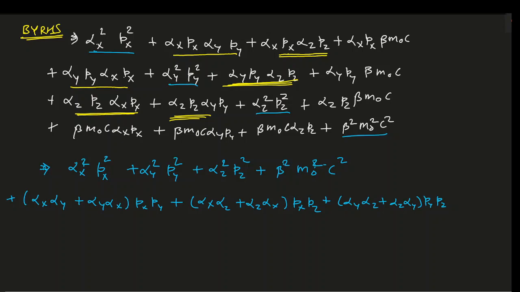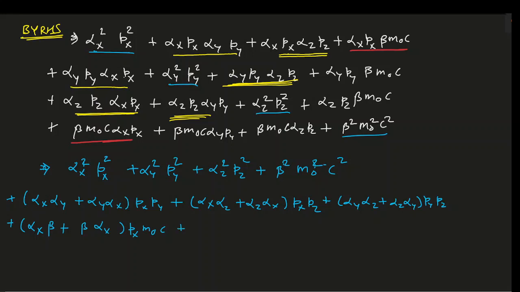If you take a keen look, you can see that this term has px m not c and also this term has px m not c. So you can take px m not c common from these two. When you take that common, you will be having alpha x beta plus beta alpha x.